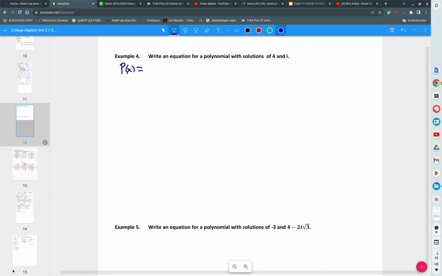And if 4 is a solution, then what's a factor? X minus 4. And if i is a solution, then what's a factor? X minus i. Fundamental theorem of algebra part 2 says everything factors, and you can simply write it as x minus whatever the solution is. But the fundamental theorem of algebra part 3 says that if there's an imaginary solution, they always come in pairs. So if i is a solution, then so is negative i, the conjugate. So therefore you have x plus i. How about that?